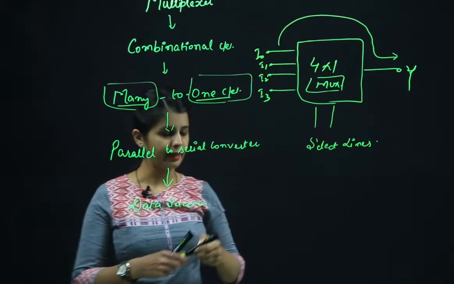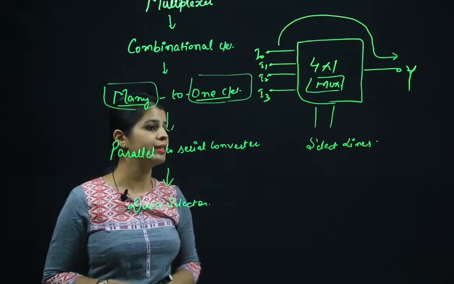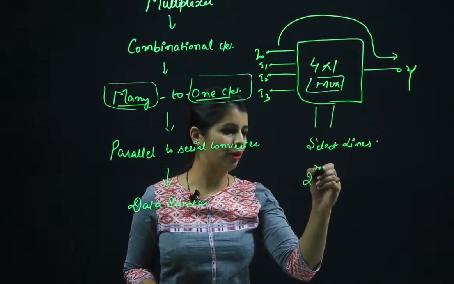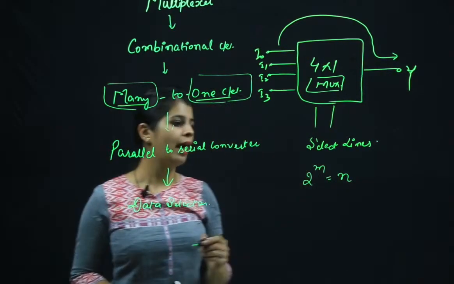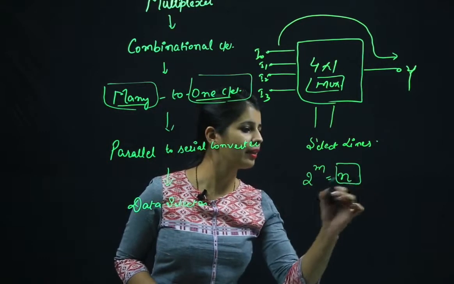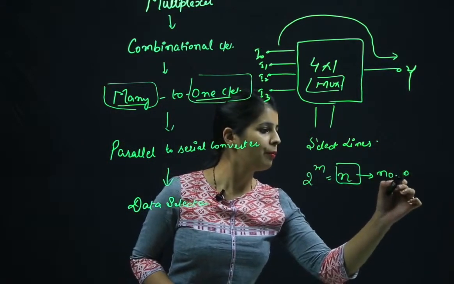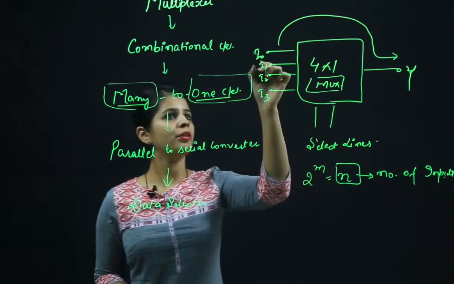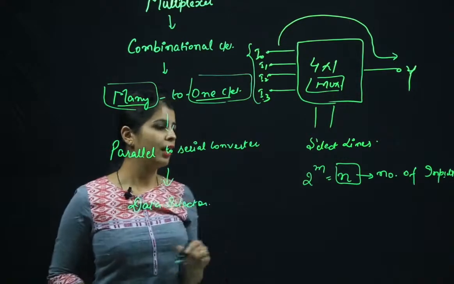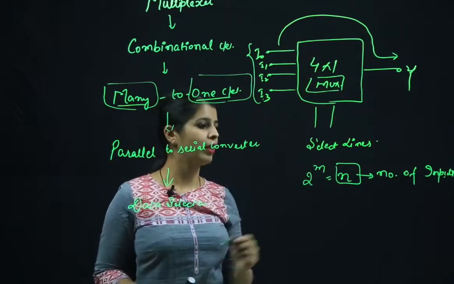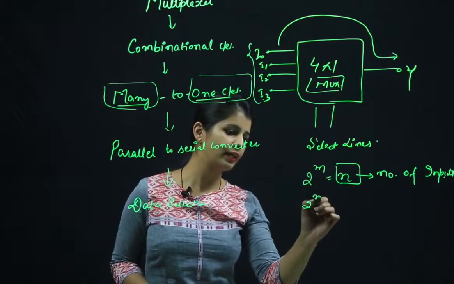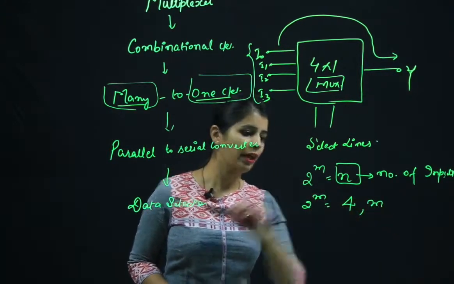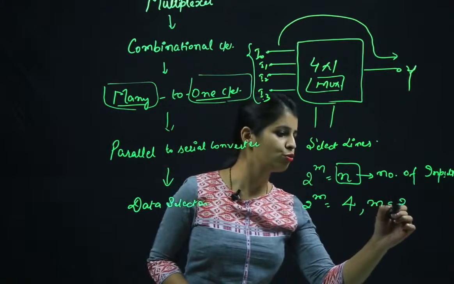Now how do we actually calculate these select lines? There is a formula for that, that is 2 raised to the power m is equal to n, and here n is nothing but the number of inputs. Here you can see that we have 4 inputs. In this case, for a 4:1 mux, we have 4 inputs. So I can write it like this: 2 raised to the power m is equal to 4, and from here m comes out to be equal to 2.